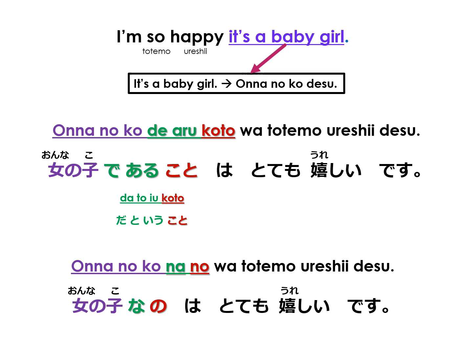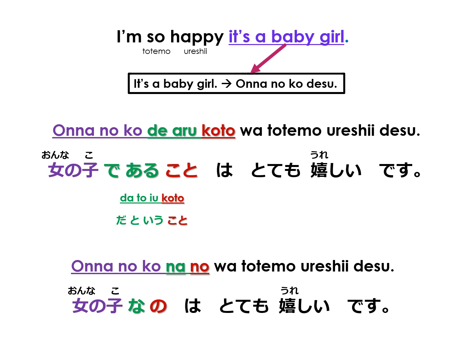Because we did not indicate who is experiencing the happiness in our Japanese translations, with koto, you imply that someone else could be happy that it's a baby girl. But with no, it's clear that you yourself are the one who's happy that it's a baby girl. So using no here to nominalize is the more accurate translation of the English sentence, "I'm so happy it's a baby girl."